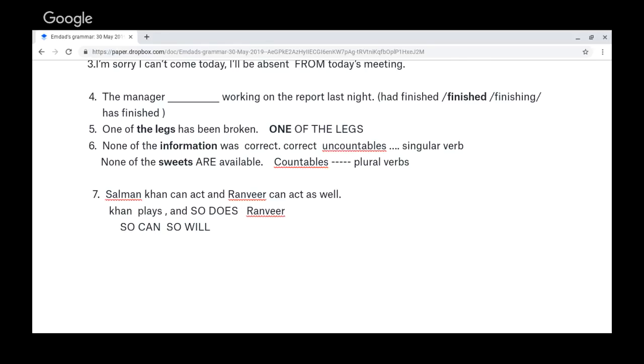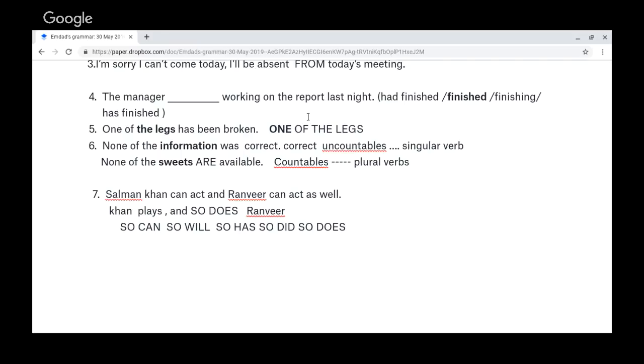And so does Ranveer. So whenever you have two similar activities, you can use both the activities by using so can, so will, so has, or so did, which is in the past, or so does.